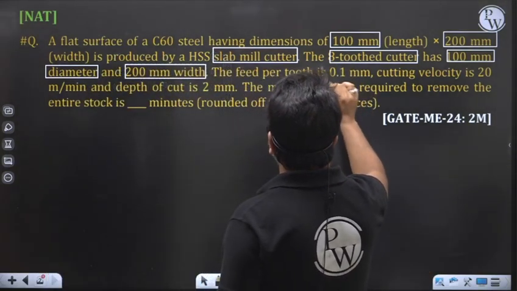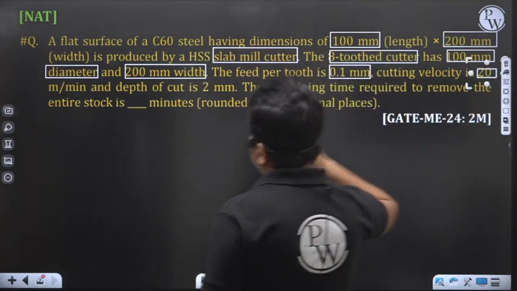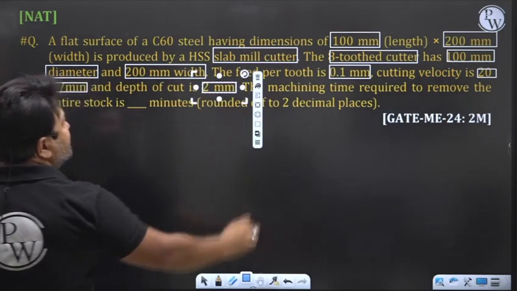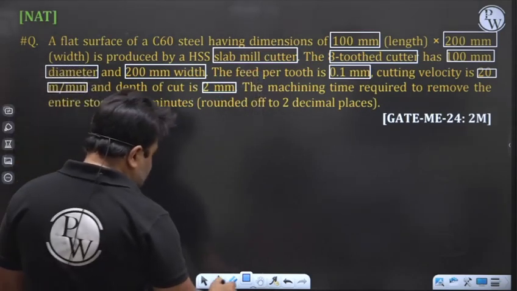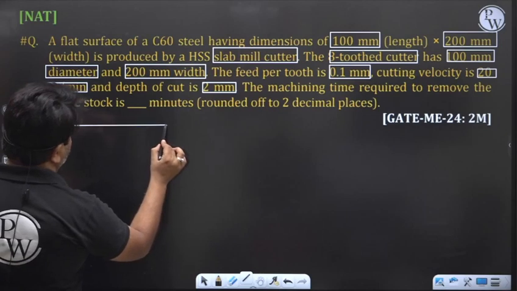The feed per tooth is 0.1 and the cutting velocity is 20 meter per minute. Depth of cut is 2. The question asks for the machining time required to remove the entire stock. This is from GATE.